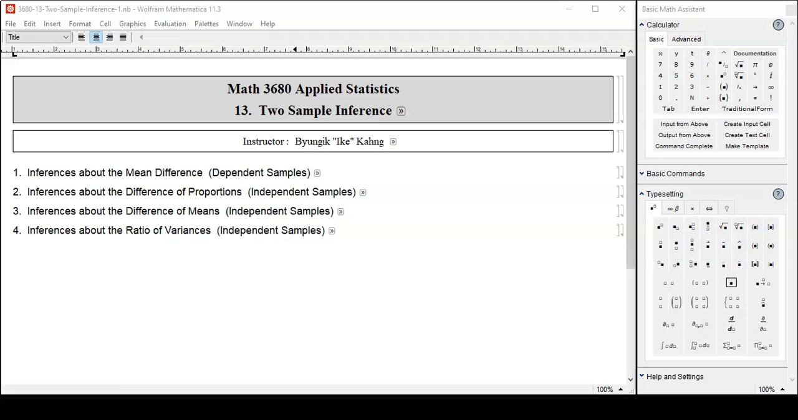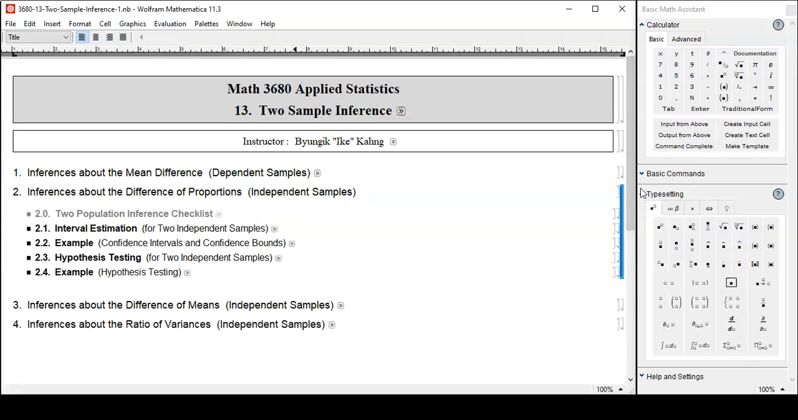Now let's consider two independent samples. We can consider proportions and the mean. Proportions first because that's a little bit easier. We don't have to deal with the t-curve. It's just going to be z-curve with central limit theorem. Of course, we have to assume large sample size.